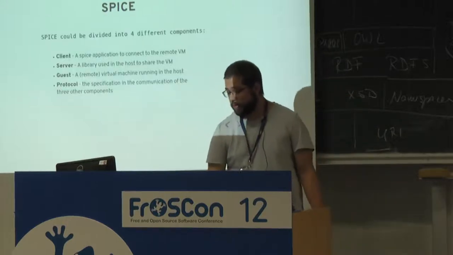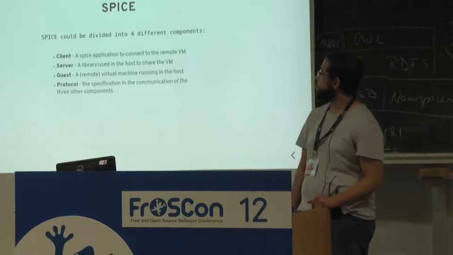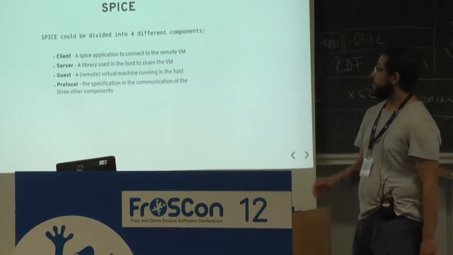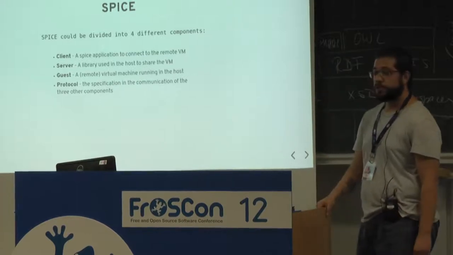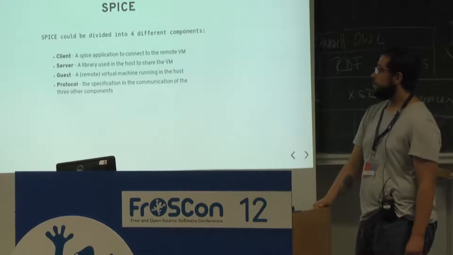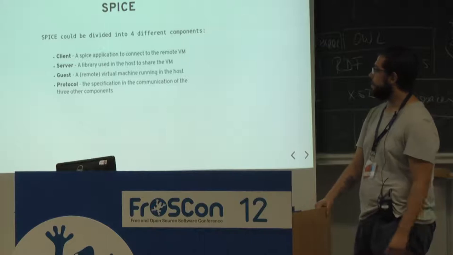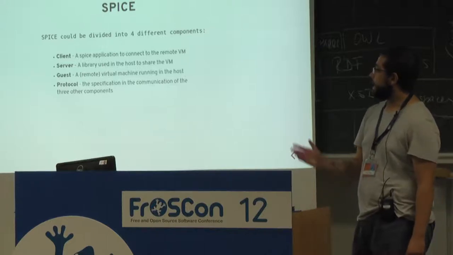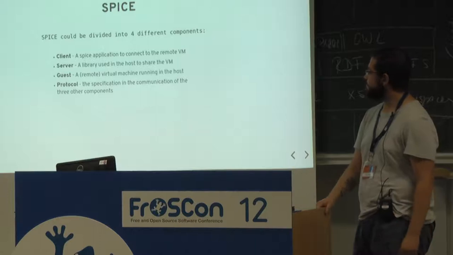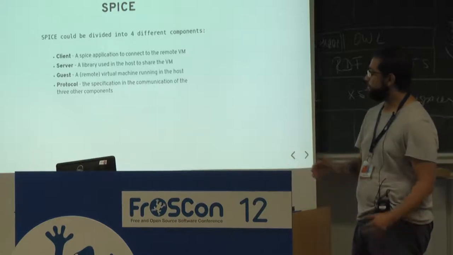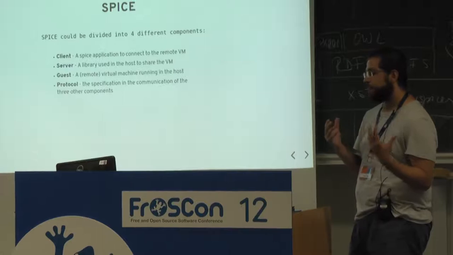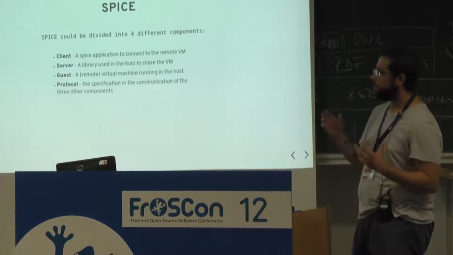Now, to talk about spice, it's important to divide it into four different components. The client, which is the spice application that connects to this remote machine. The server, which is the library used to expose this machine in a way that the client can connect. The guest, which is the machine itself. And the protocol, which defines how all those components communicate with each other.